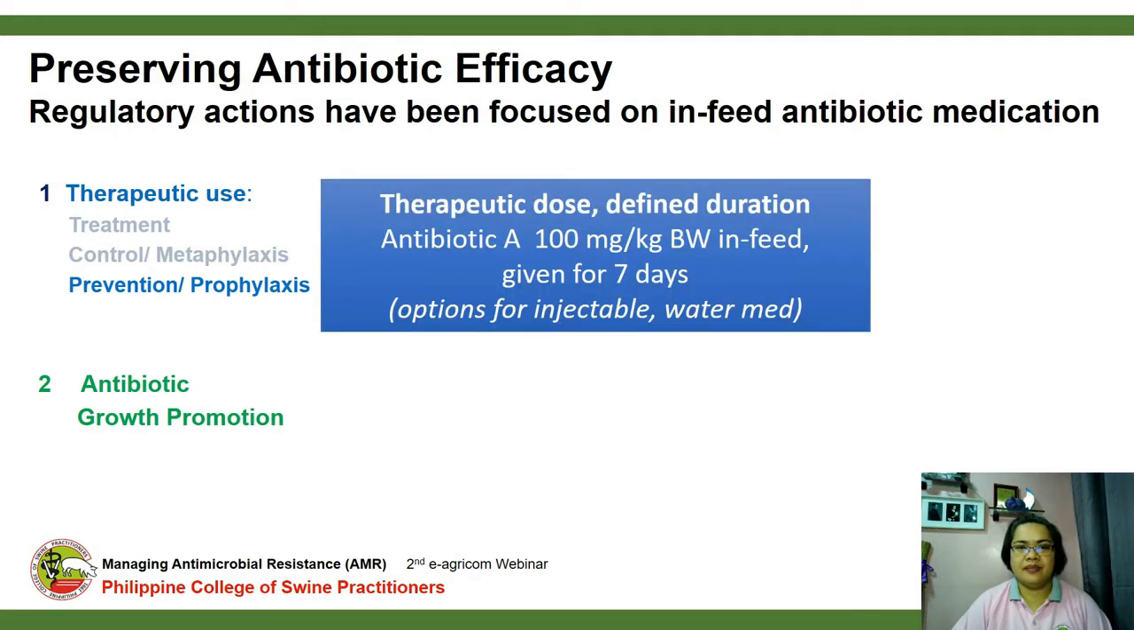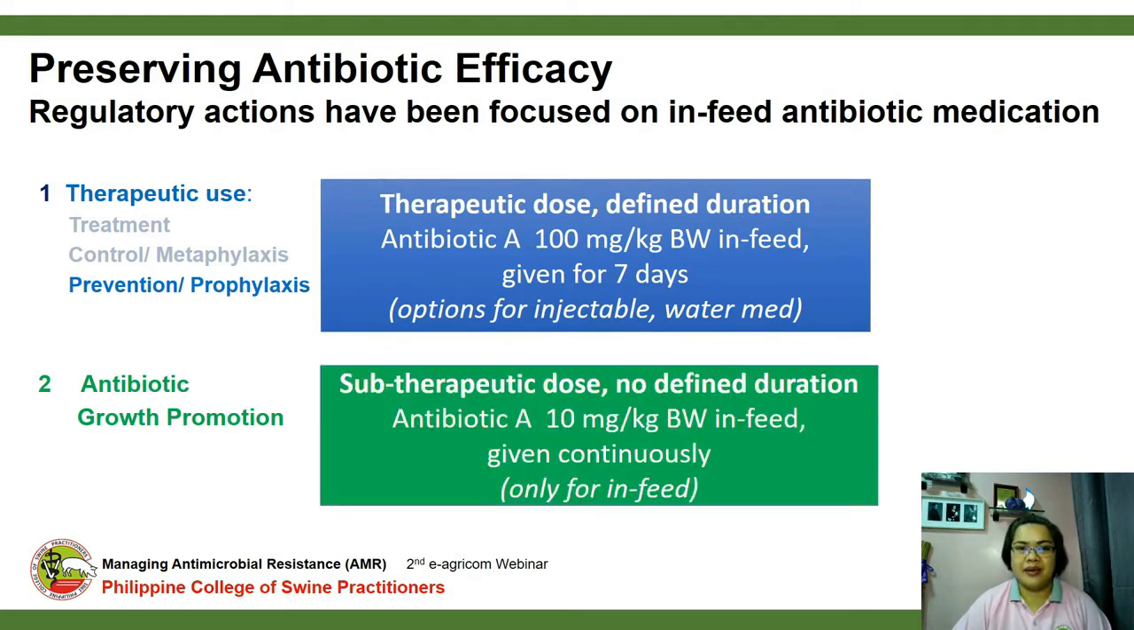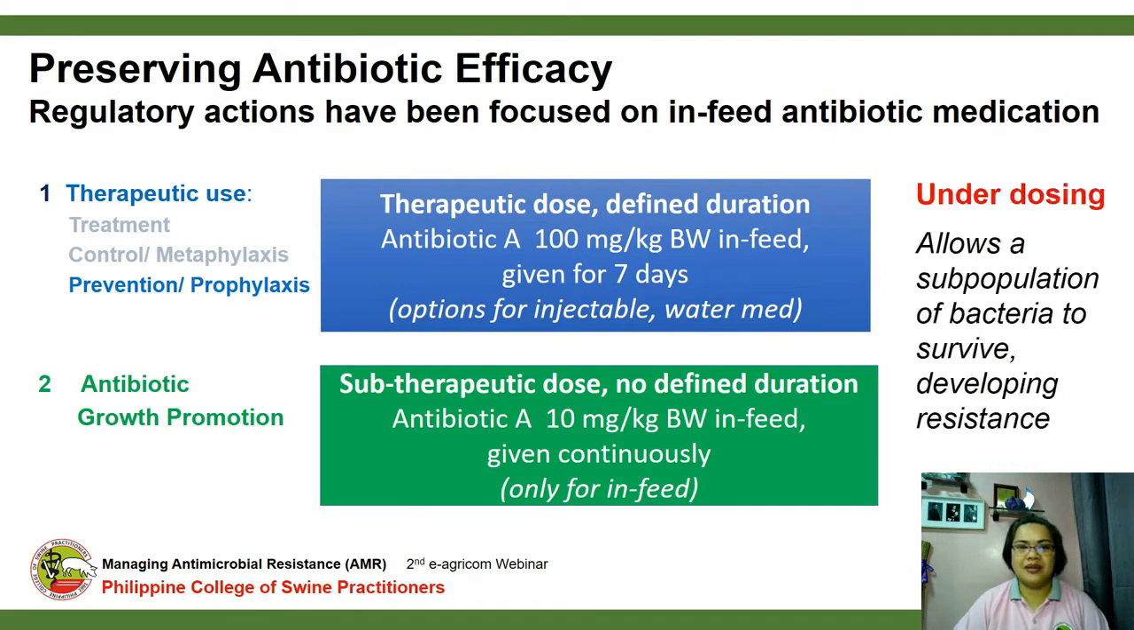We give here an example. Antibiotic A, when you read it on its label, you will see that prevention use is a therapeutic dose. An example given is 100 mg per kilogram body weight used for a defined duration. Example is 7 days. While previously, also in its label, you will see that its AGP use is a subtherapeutic dose, which is a very low 10 mg per kilogram body weight and often given continuously. If you remember how antibiotic resistance happens, in my example before, I pointed out that underdosing can allow a subpopulation of bacteria to survive, developing resistance.